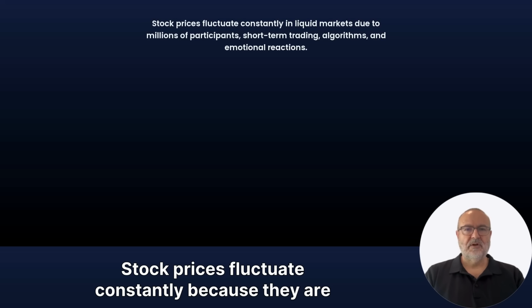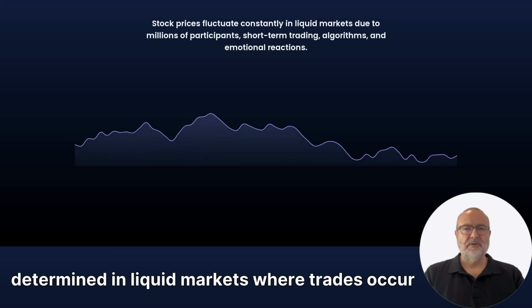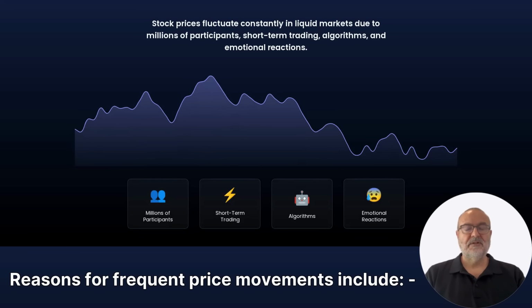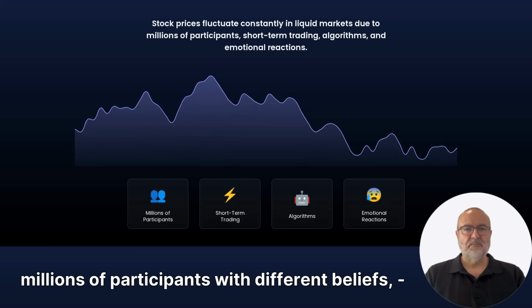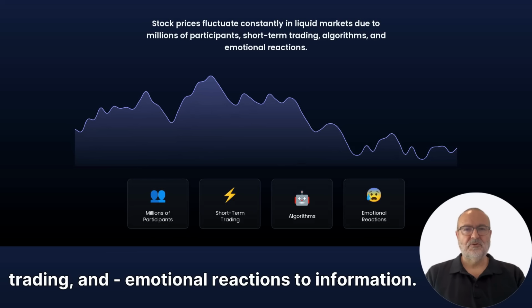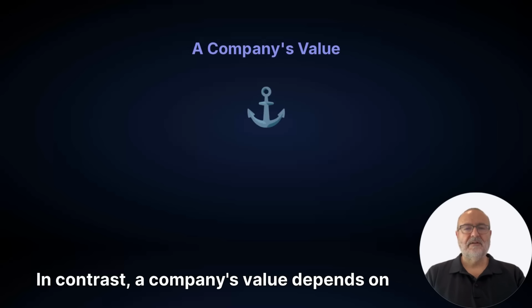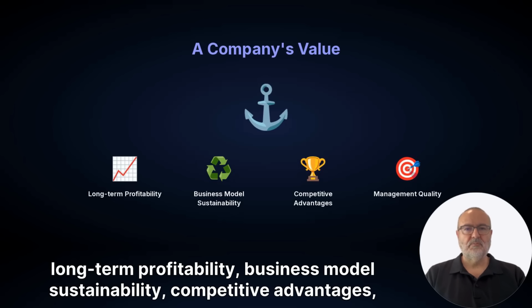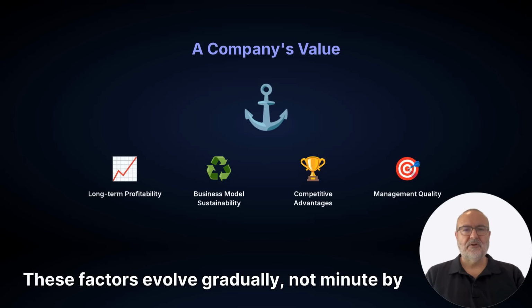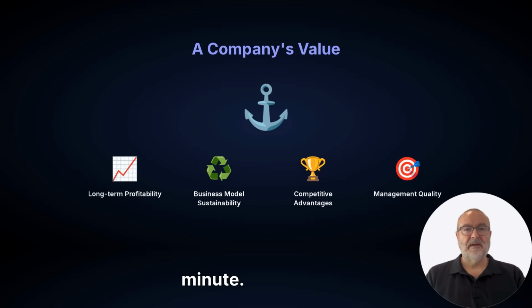Stock prices fluctuate constantly because they are determined in liquid markets where trades occur every second. Reasons for frequent price movements include millions of participants with different beliefs, short-term trading strategies, algorithmic and high-frequency trading, and emotional reactions to information. In contrast, a company's value depends on long-term profitability, business model sustainability, competitive advantages, and management quality. These factors evolve gradually, not minute by minute.